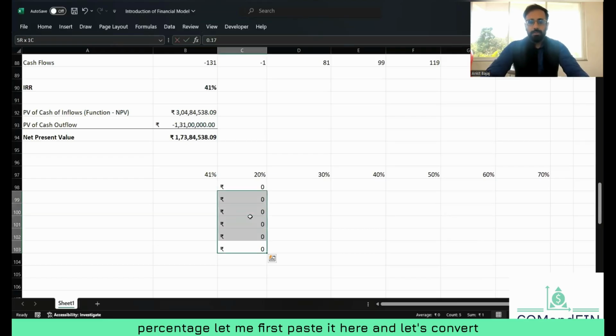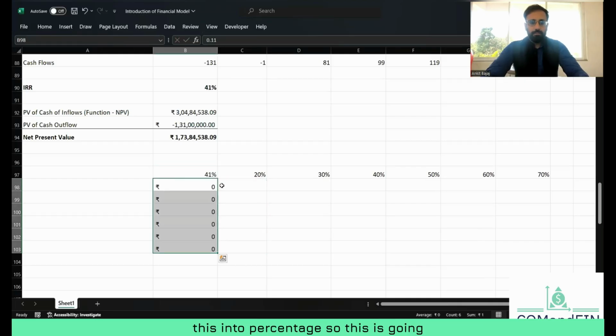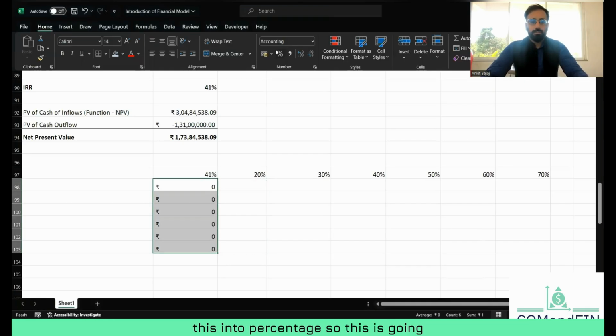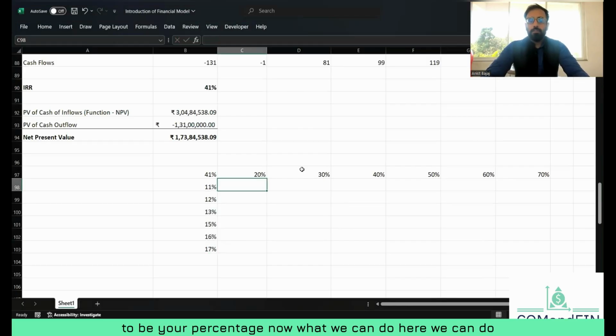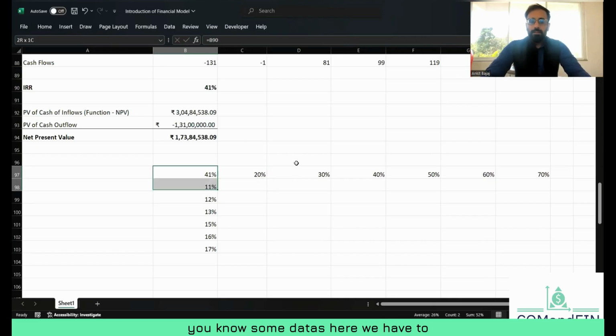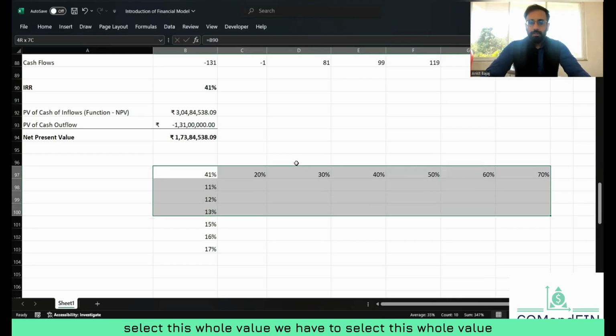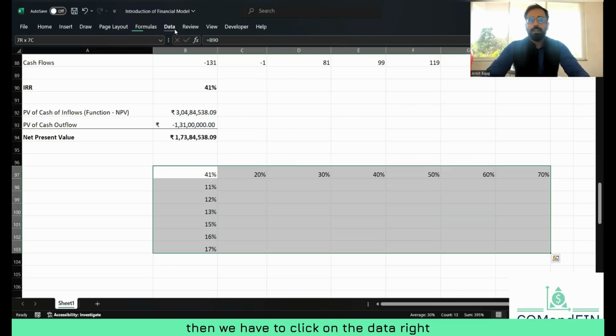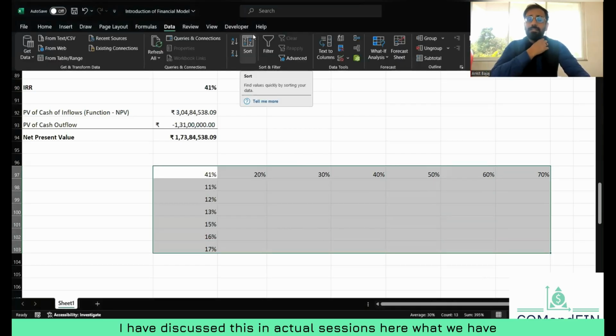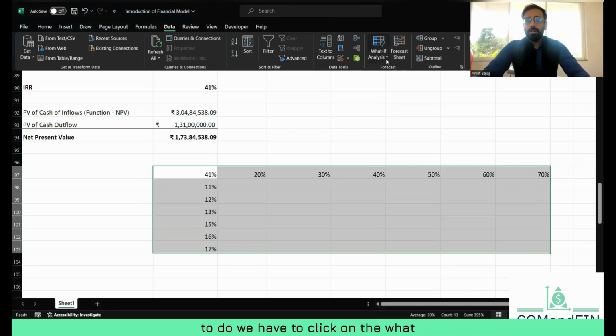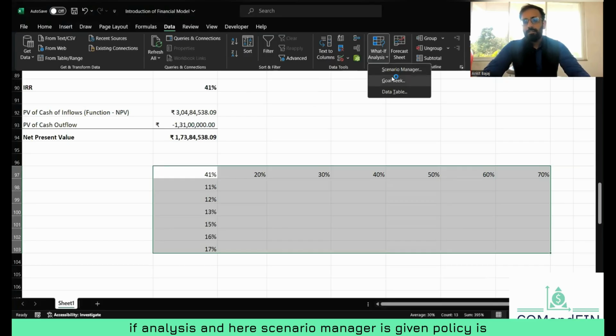Let me convert this into percentage. Let me first paste it here, and let's convert this into percentage. So this is going to be your percentage. Now we can do the sensitivity analysis with the help of these given numbers. I will explain why I've taken this data. Here we have to select this whole value. Then we have to click on Data. I have discussed this in Excel sessions. Here we have to click on What-If Analysis. And here, Scenario Manager is given, Goal Seek is given, and Data Table is given.